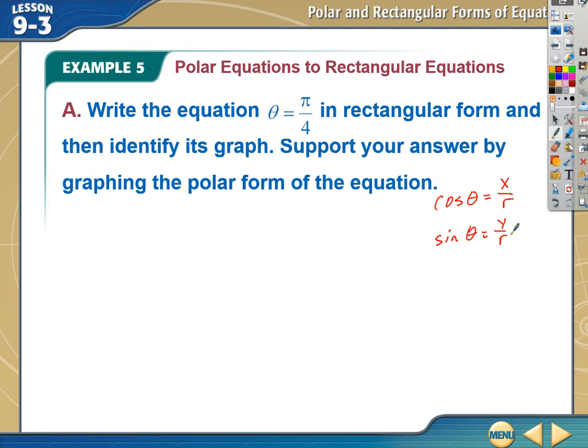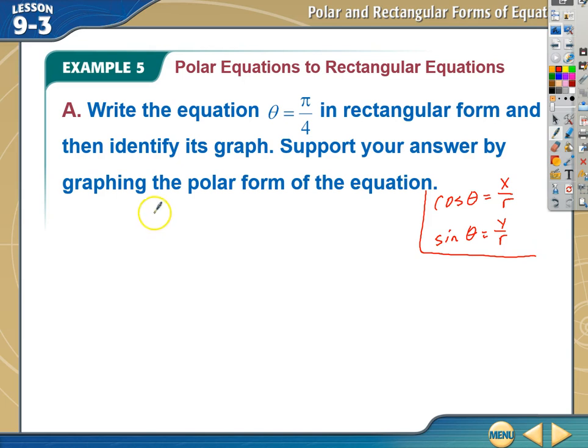And generally you would be placing those into your equation. Okay, so if you saw a cosine, you put x over r. If you saw a sine, you put y over r. So that's key to know. This is kind of a unique situation though. This doesn't have sine or cosine. There's no r, it's just theta. So this one involves a little trick.